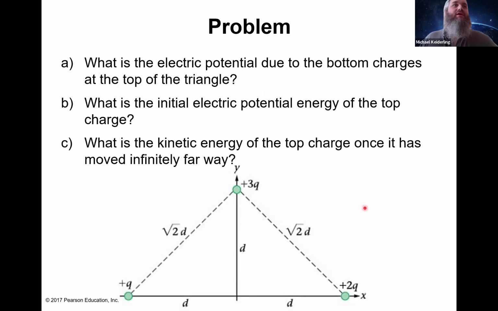So here we have three charges. What's the electric potential due to the bottom charges at the top of the triangle? What is the initial electric potential energy of the top charge? And what is the kinetic energy of the top charge once it is moved infinitely far away? Those are the questions here.